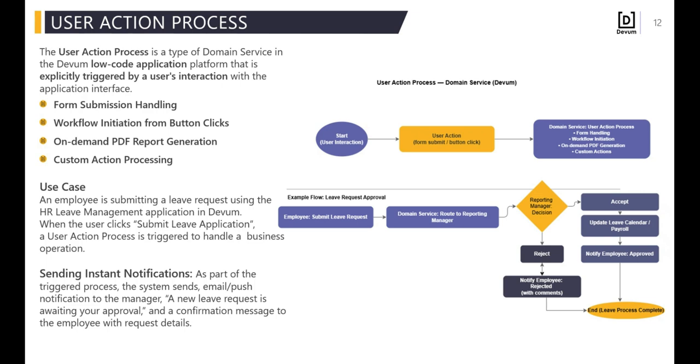For example, when an employee submits a leave request in the HR system, a user action process is instantly triggered. It routes the request to the reporting manager, updates the workflow, and carries out all necessary logic behind the scenes. It also sends real-time notifications, alerting the manager that a new request needs approval and confirming to the employee that their submission was successful. By capturing and processing user actions instantly, this service ensures smooth, responsive, and automated business flows.